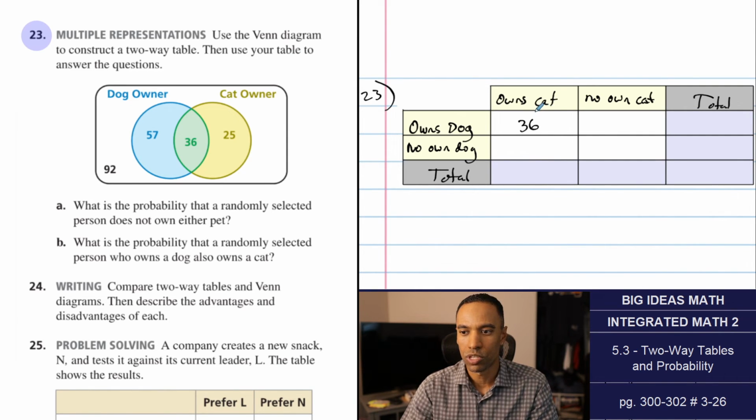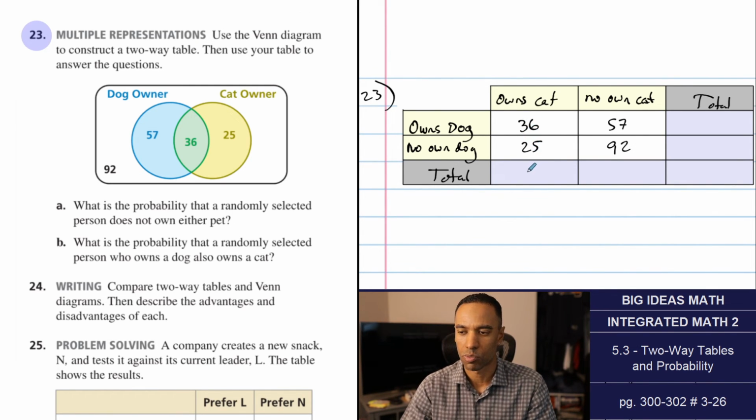If you're an exclusive dog owner, that means you don't own a cat, that's 57 of y'all. 25 own a cat but do not own a dog. And 92 own neither. Now we can come up with the rest.